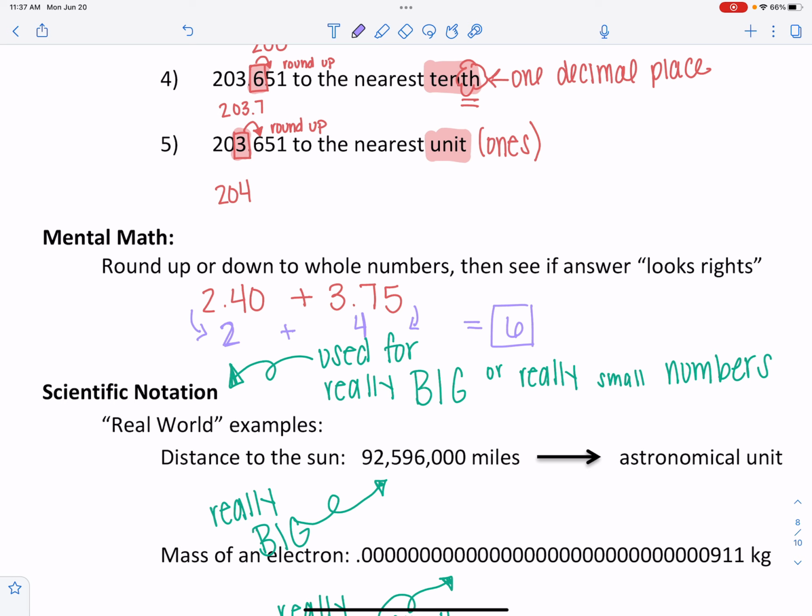This is going to help you catch some common mistakes. If you got an answer of 16 because you forgot to line up your decimal places, you would be able to check that, because this should be about 4.